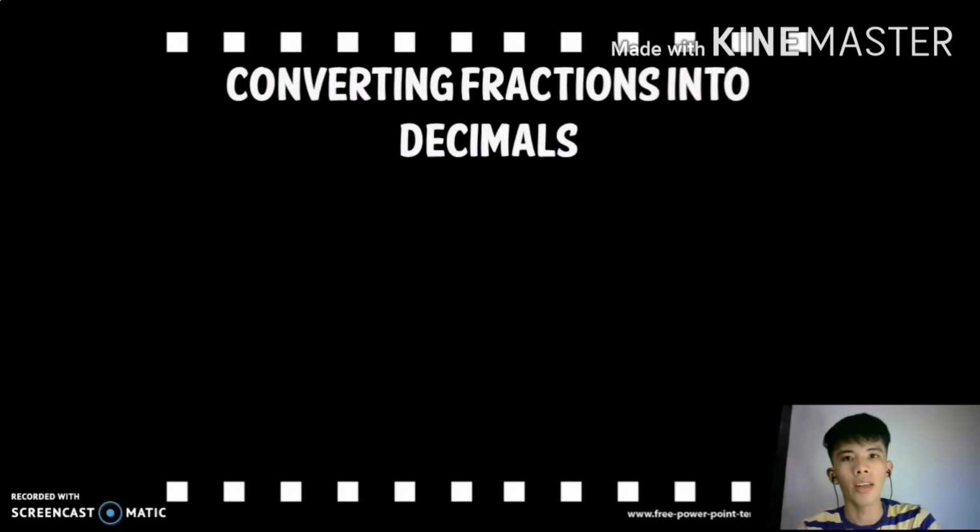Next. Now, of course, we know the difference between rational and irrational numbers. Our first lesson objective is to transform fractions into decimals and vice versa. So let's first do converting fractions into decimals. The given is a fraction, and we will make it a decimal.